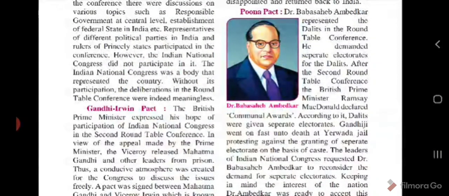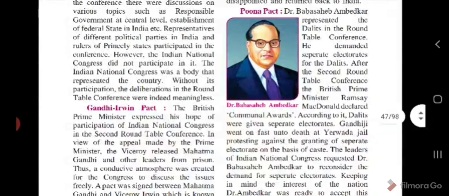Dr. Babasaheb Ambedkar represented the Dalits in the Round Table Conference. He demanded a separate electorate for the Dalits. After the second Round Table Conference, the British Prime Minister Ramsay MacDonald declared the communal award. According to it, Dalits were given a separate electorate. Gandhiji went on a fast unto death at Yeroda jail, protesting against the granting of a separate electorate on the basis of caste.